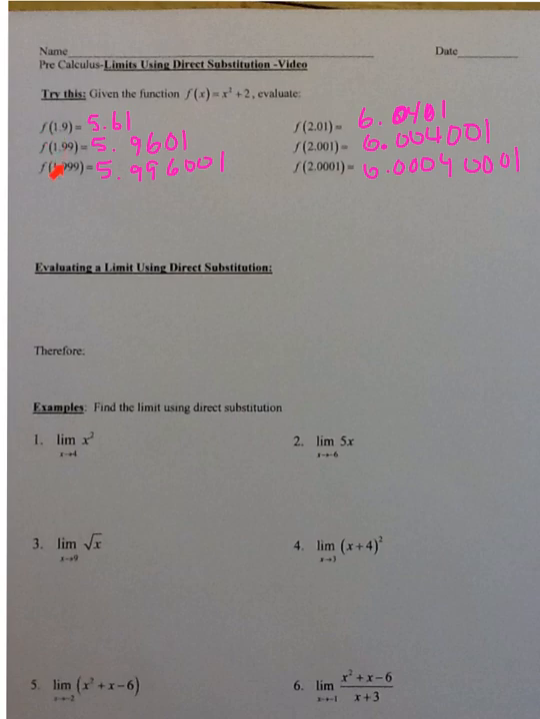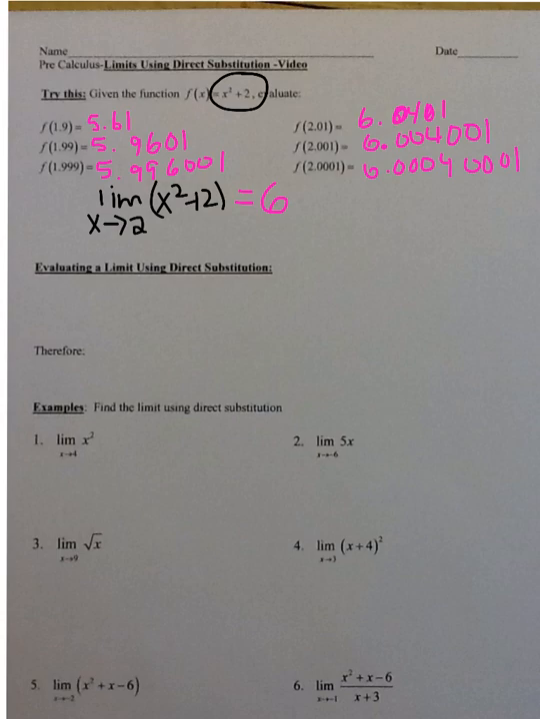My x values are 1.9, 1.99, 1.999, so that's approaching 2. 2.01, 2.001, 2.0001. These also are approaching 2. So as my x approaches 2, my y values, 5.6, 5.9, 5.99, 6.0, 6.00, 6.000, are approaching 6. So I have a limit as my x approaches 2 of f of x, and my f of x is the function x squared plus 2. My limit is 6. So as x approaches 2, my y approaches 6.